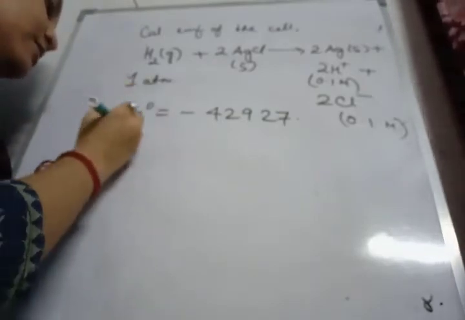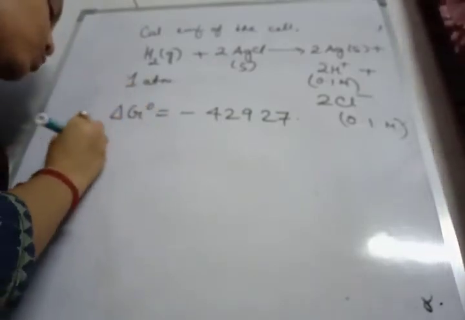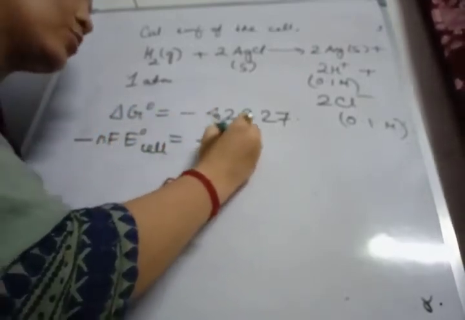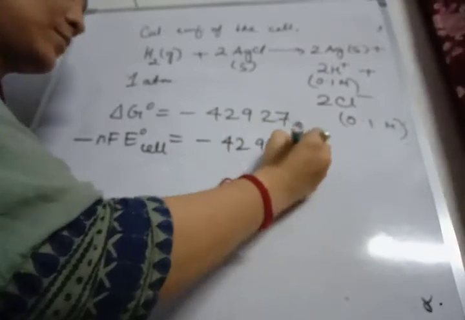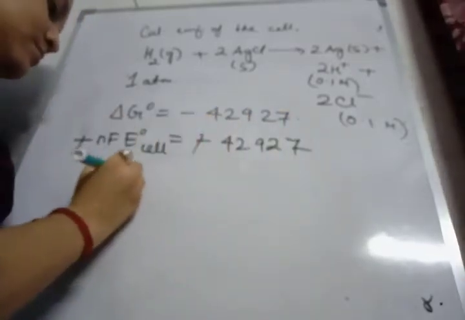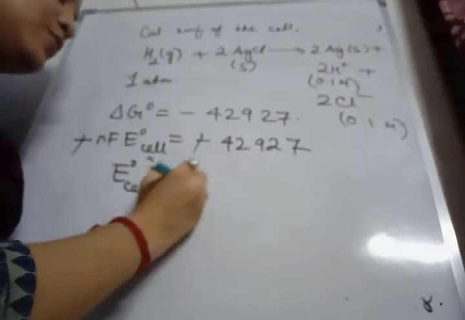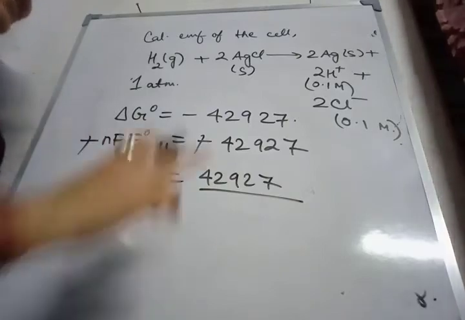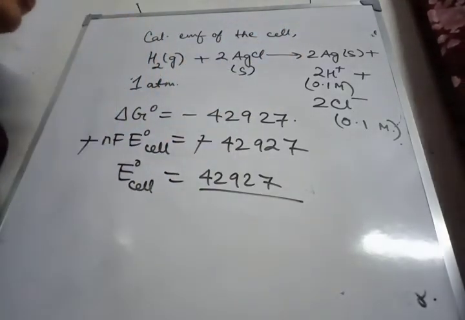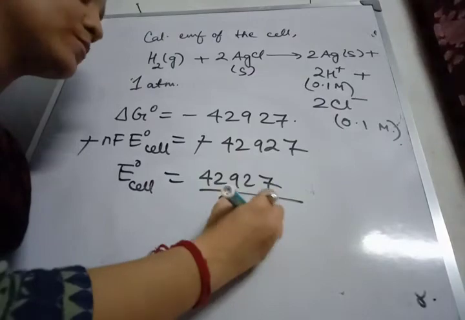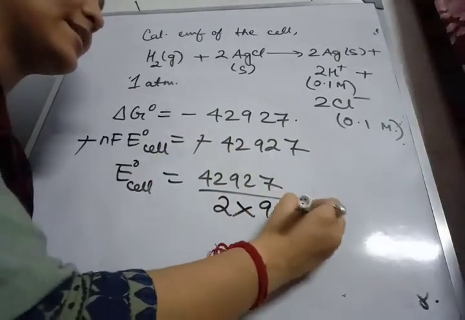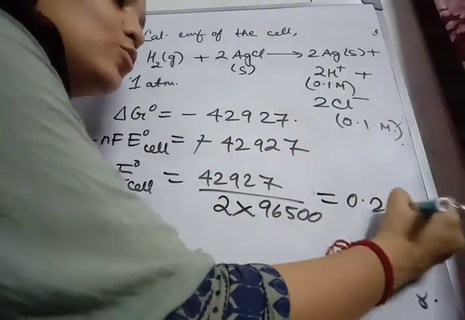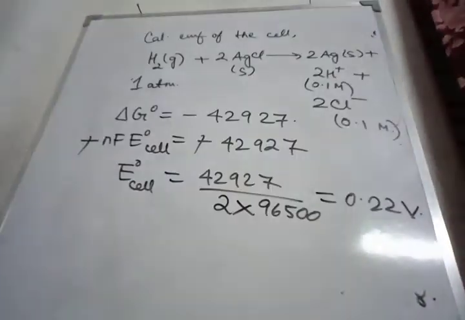From this we can write ΔG0 equals minus nFE0 cell. So from here I can calculate the value of E0 cell: 42927 divided by nF. Now n for this reaction, the number of electrons involved, is 2, and Faraday's constant is 96500. If I calculate the value, I get 0.22 volt. Right? Next step, what do we do?